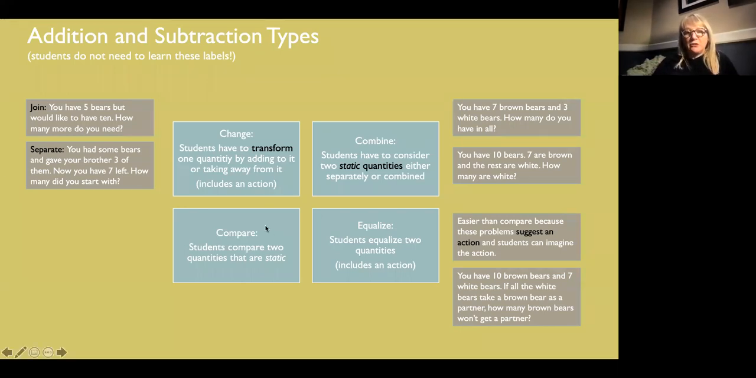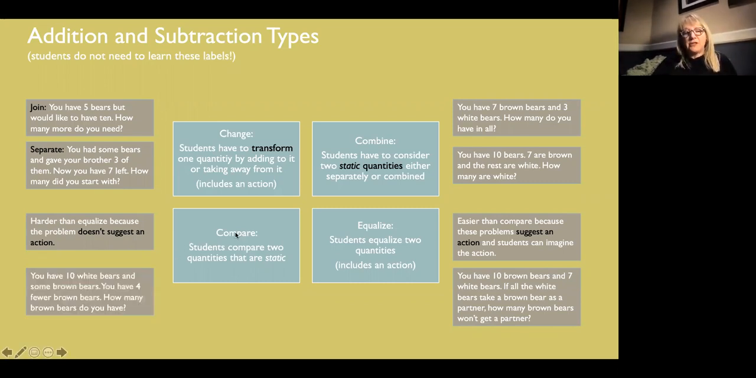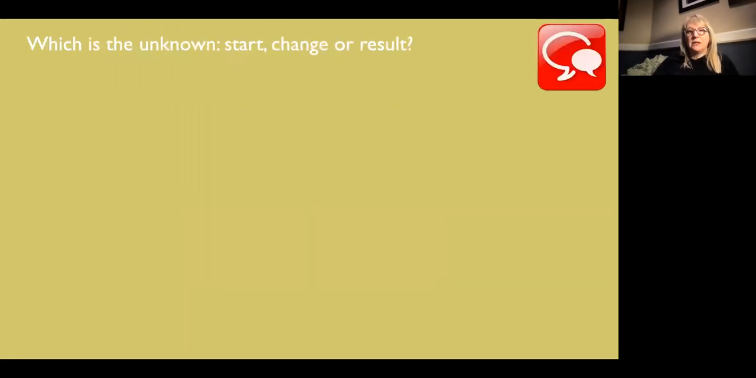Compare is a little bit more difficult because, once again, we're dealing with static quantities. And there is an action. We know there's an action, but it's not really apparent in the situation you give the students. For example, you have 10 white bears and some brown bears. You have 4 fewer brown bears. How many brown bears do you have? You can see why teachers would maybe stay away from that, because it would cause chaos in the classroom. But the more you do of these type of questions, the better the kids will understand what is needed when they are looking at a situational example and how to choose the operation before they even look at the numbers.